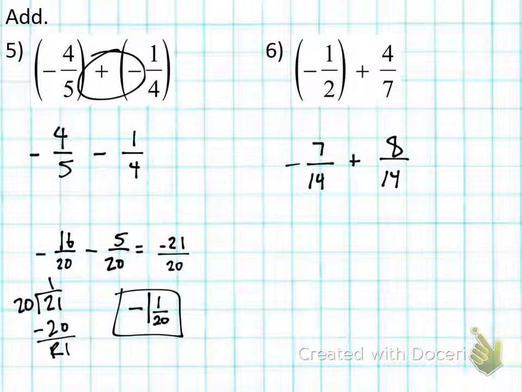Okay, look up here. Because some of you made a mistake. We have negative 7 plus 8. Are these the same team or different teams? Different teams. Good. Which team is bigger, the positive or negative team? Positive. How much bigger are they? 1. So there's going to be 1/14. And they're positive. Okay? That's your answer.